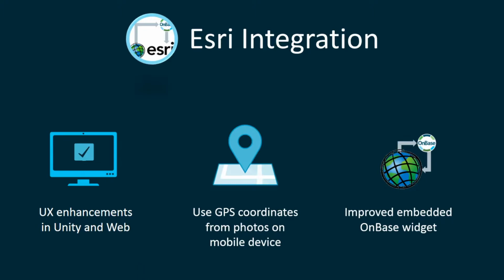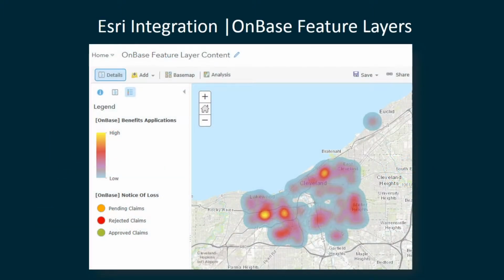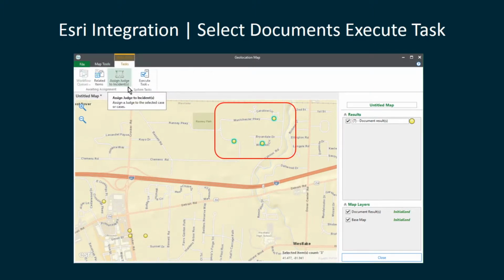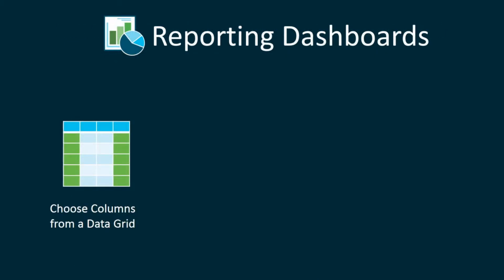As I just promised, this is an example of the OnBase feature layer being displayed as a heat map. And using the graphical UI, this shows how multiple OnBase documents can be selected right from the map and sent for immediate workflow processing. In reporting dashboards, we have several enhancements for the user experience.